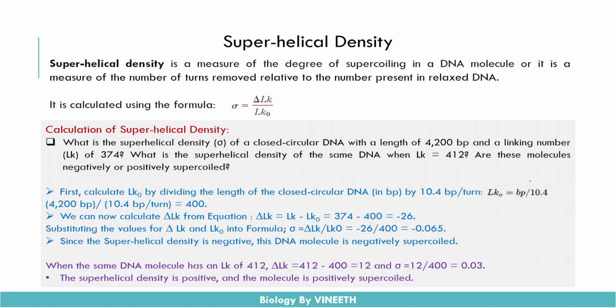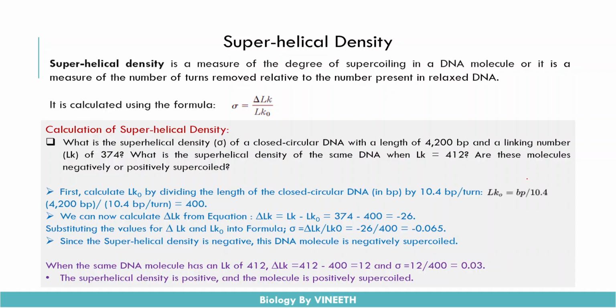There is another term called the superhelical density, which relies on this linking number. The superhelical density is a measure of the degree of supercoiling of a DNA molecule, or a measure of the number of turns removed relative to the number present in the relaxed DNA. So how many turns are removed from the normal DNA molecule, from the actual turns present in the relaxed DNA? That measures the superhelical density.